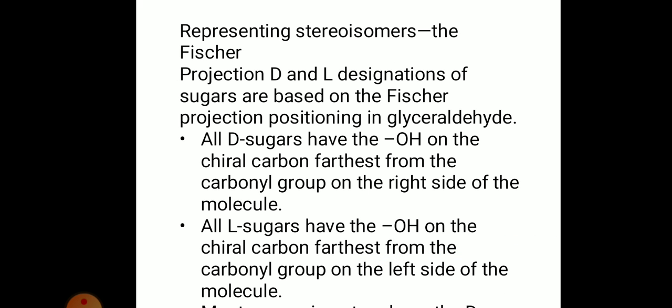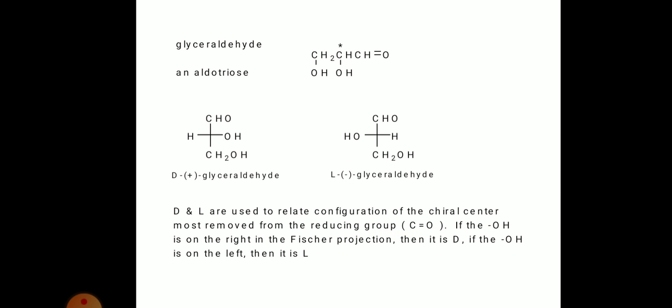Now, the DL designation of sugars is a relative configuration. All sugars having the OH on the chiral center farthest from the carbonyl group on the right side of the molecule are designated as D sugars by comparing with glyceraldehyde, in which the OH group is present on the right side. And all L sugars have the OH on the chiral carbon farthest from the carbonyl on the left hand side. This is the glyceraldehyde molecule. In D form, the OH group is present on the right side, and in L it is present on the left hand side.